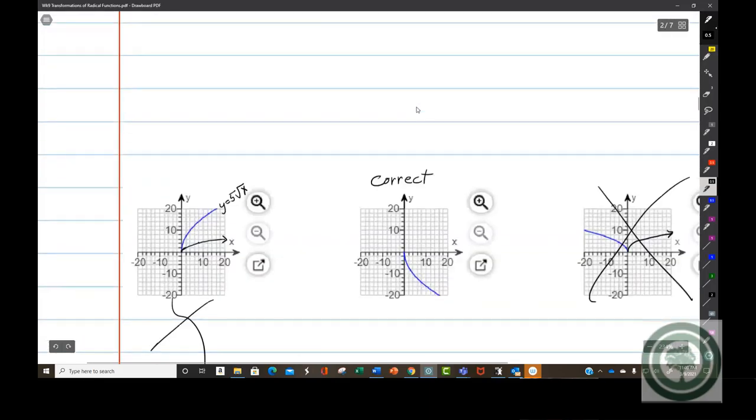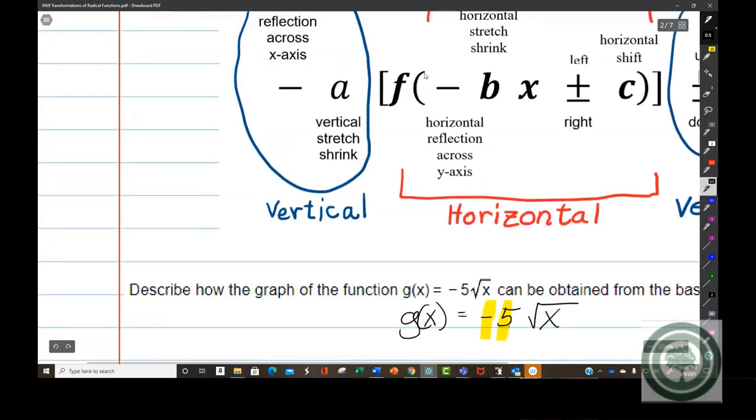Now, if we go back to the map, when you add or subtract a number right after the x, you know, it's still inside the argument, but it's being added or subtracted to. That's your horizontal shift. And also, the sign being used is the opposite of what you'd expect. It's complicated.